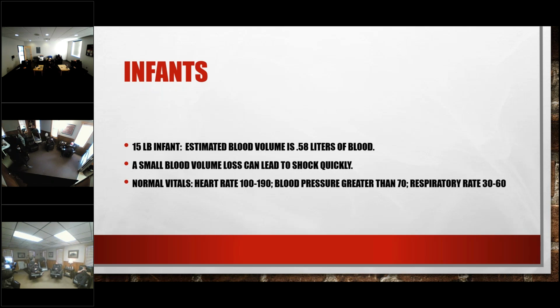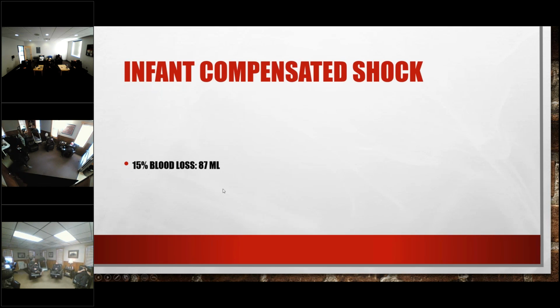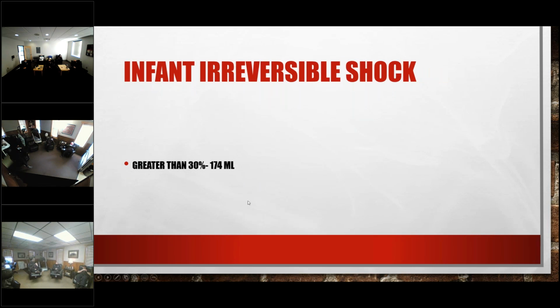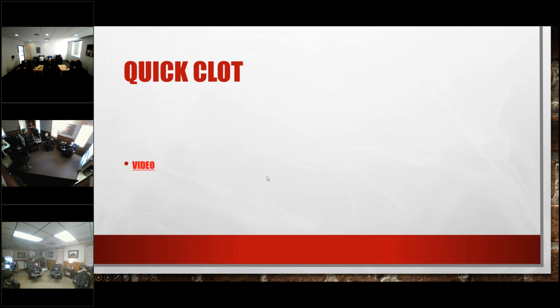And this is a good recommendation and reminder too, as far as our American Heart Association guidelines: if we have an infant or a small pediatric patient whose heart rate is less than 60, we immediately start performing chest compressions and going through our CPR sequence, because with them being sinus bradycardic like that, they are not perfusing properly. Compensated shock for that 15-pound infant is only about 87 milliliters. 15 to 30% is 87 to 175, and then anything greater than 30%, which is 175 milliliters, will put that patient into irreversible shock.